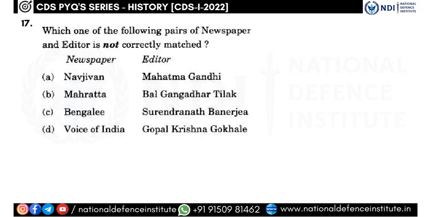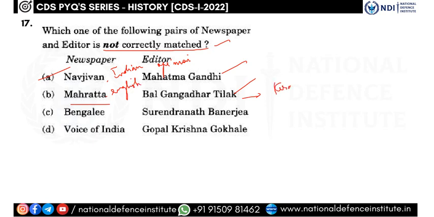Next, which of the following pairs of newspaper and editor is not correctly matched? Navjeevan and Indian Opinion are all Mahatma Gandhi's journals. Maharatta, Balgangadhar Tilak, in English; he also had another newspaper called Kesari in Marathi. Bengalee, Surendranath Banerjee. Voice of India, Gopalakrishna Gokhale, no.